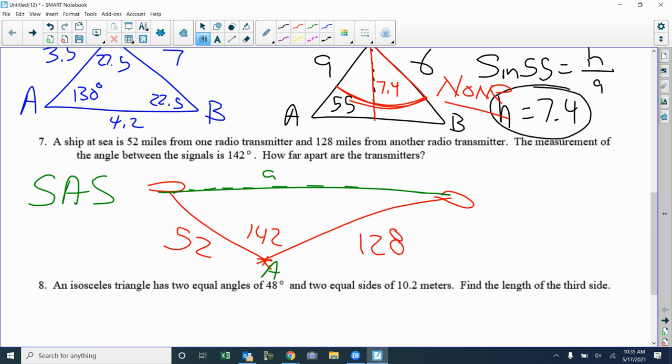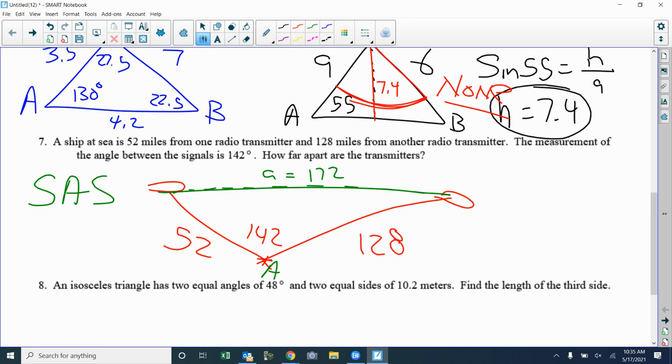You guys have done law of cosines enough. Make sure you take the square root at the end. Hello? Make sure you take the square root at the end. This should be 172. Does anybody want to practice this in their calculator? I can pull it up there. Is everybody okay?